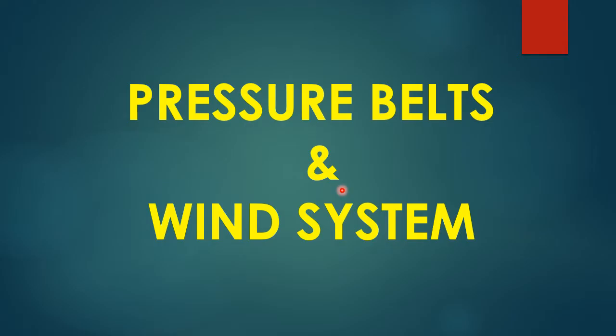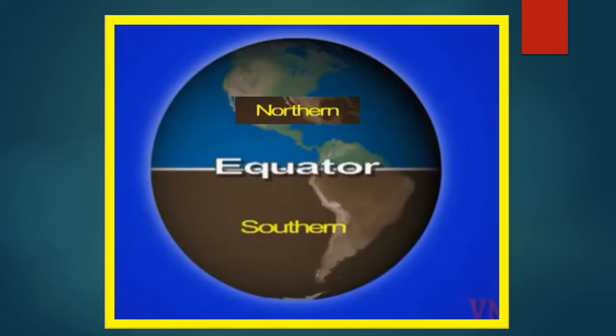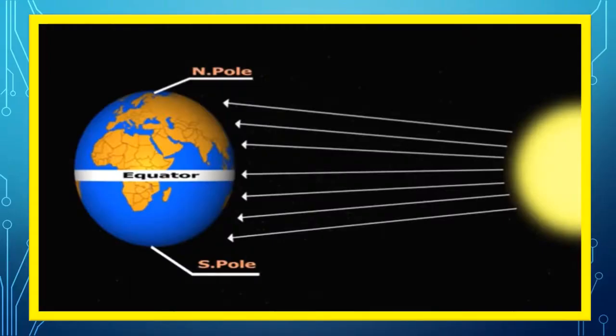Now children, let us understand what are pressure belts and wind system. So children, all of you know that the equator divides our earth into two hemispheres, northern hemisphere and southern hemisphere. Children, all of you know that our earth is surrounded by a blanket of air, which is called the atmosphere. And why is the atmosphere around the earth? It is due to the gravitational pull of the earth. So this air has weight and it exerts pressure on our earth's surface.